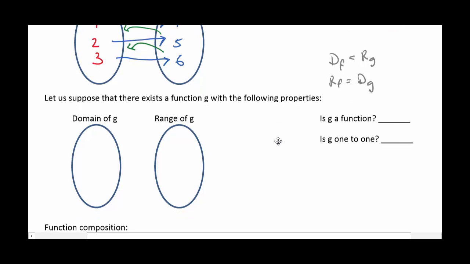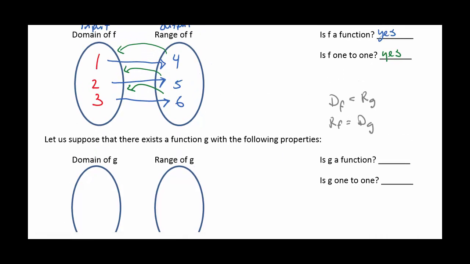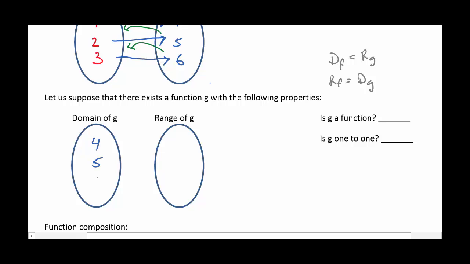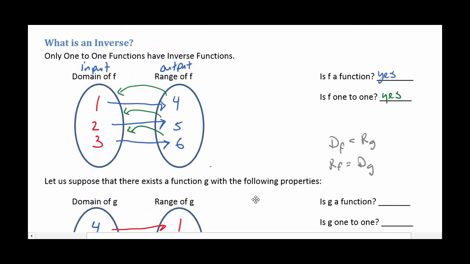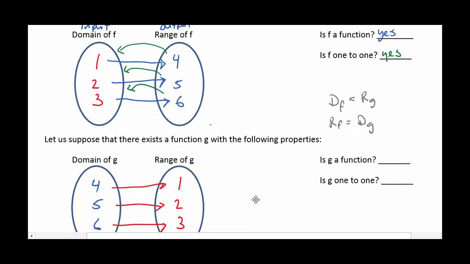Okay, and so literally what am I saying? I'm saying that I'm going to go into this g function, and I'm going to write, so I can scroll down here, 4, 5, and 6 for domain, and 1, 2, and 3 for inverses, and then I'm going to partner them up accordingly. So 4 goes with 1, 5 goes with 2, 6 goes with 3. And notice I've just switched the order of the two inputs and outputs. So the input of f is the output of g, and the output of f is the input of g.